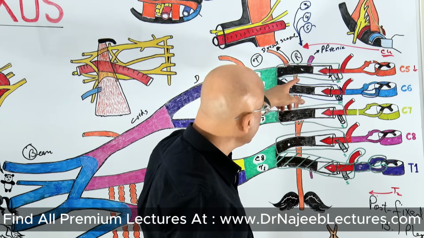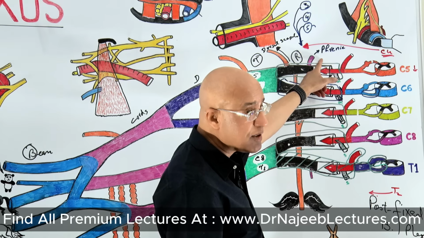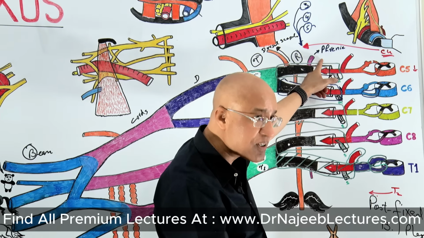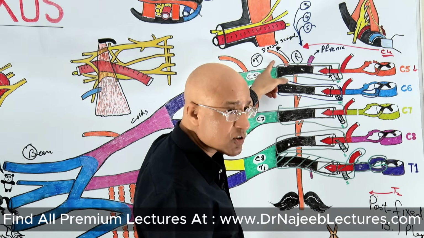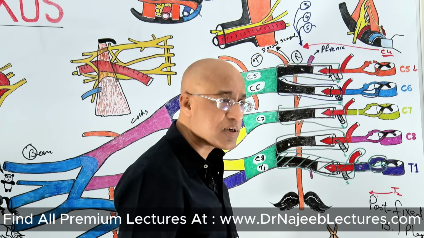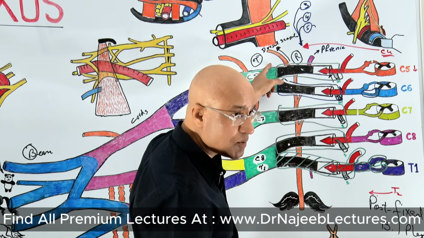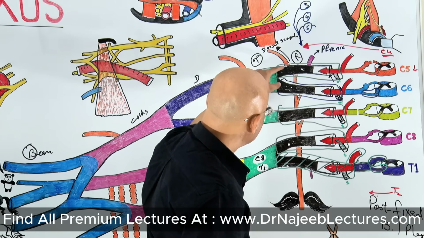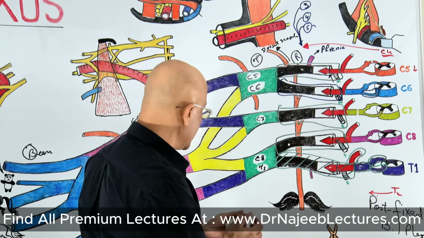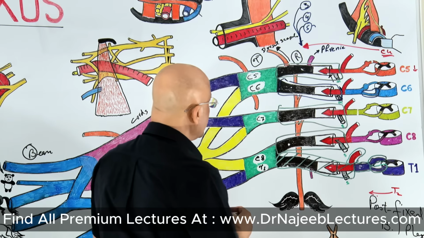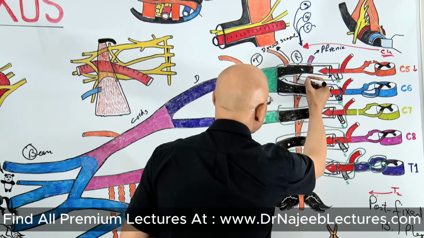So C5 has number one very special thing. It gives a branch to the phrenic nerve, and the other special thing, it gives origin to the dorsal scapular nerve. We will later on study this nerve in detail, but not now, and its clinical situation also. So this is, what is this? Dorsal scapular. Now we can see another thing, that C5 is also giving a branch here, this branch.